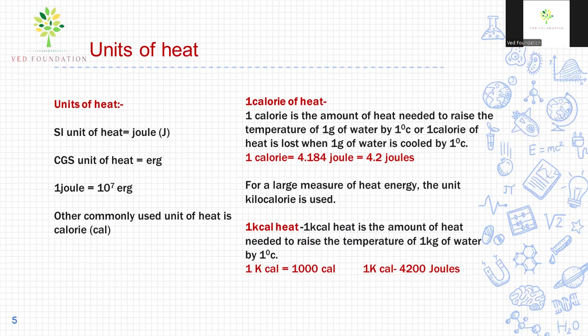For a large measurement of heat energy, the unit kilocalorie is used. 1 kilocalorie heat is the amount of heat needed to raise the temperature of 1 kilogram of water by 1 degree Celsius. 1 kilocalorie means 1000 calorie and 1 kilocalorie is equal to 4200 joules.